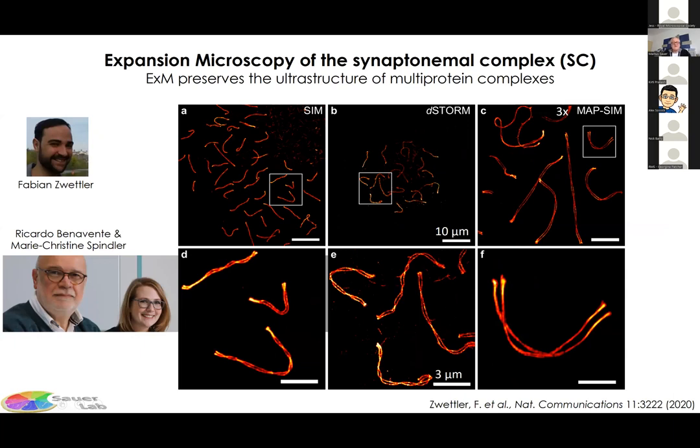Coming back to the synaptonemal complex, this time Fabian worked on that together with Ricardo Benavente's group and Marie-Christine Spindler from the Biocenter. I show here 3 images. Left is a standard structured illumination microscope image of one of the lateral filaments labeled with antibodies, and these are expanded views here. This is a dSTORM image of the same. You see this helical structure of the lateral elements, how they twist. And on the right-hand side, we have an only threefold expanded sample with post-expansion labeling of one of these lateral element proteins by structured illumination microscopy.